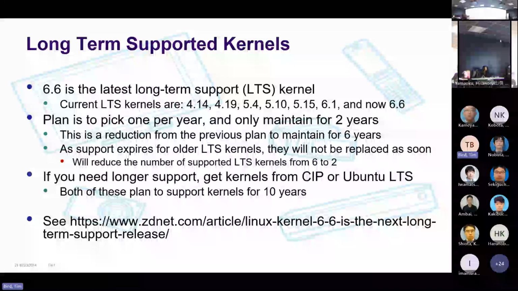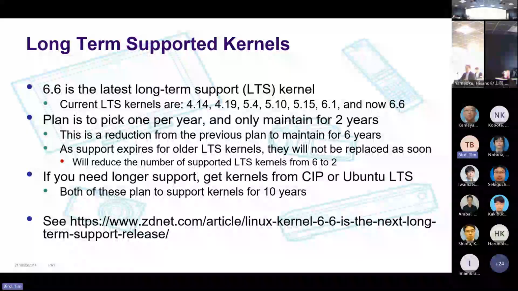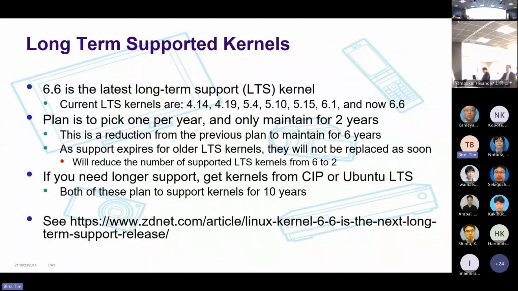Some interesting news this last year is that for long-term support kernels, LTS kernels, we now have quite a few of them and not a ton of manpower to maintain them. I think they're mainly being maintained by 3 people, but we have I think 7 long-term support kernels: 4.14, 4.19, 5.4, 5.10, 5.15, 6.1, and 6.6. The idea now is to pick 1 per year and only maintain it for 2 years. Previously, the kernel developers said they would maintain these long-term support kernels for 6 years.